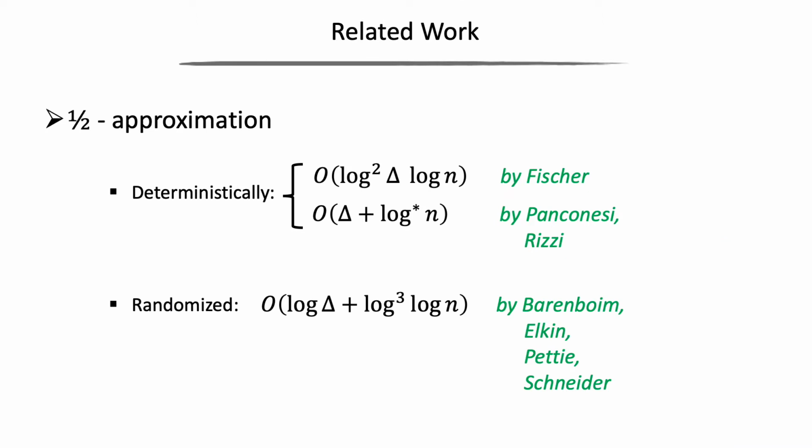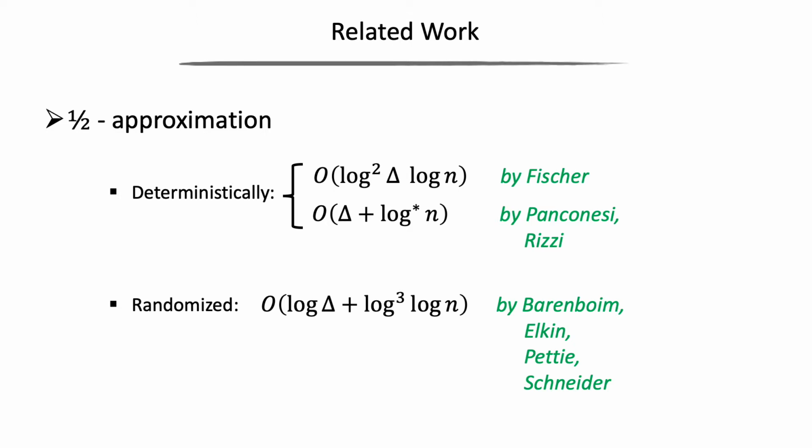This problem has been extensively studied in the CONGEST model. To compute a maximal matching, which is a half-approximation solution, one can deterministically solve the problem in time O of log squared delta times log n. One can also reduce the dependency of the time complexity on n at the cost of higher dependency on delta, and solve the problem in time delta plus log star n.